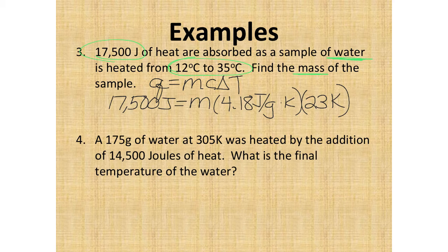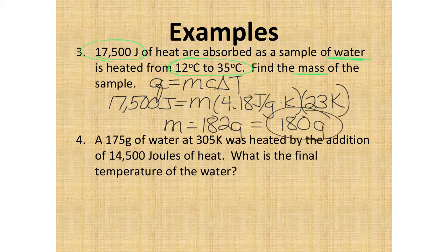So then I just do 17,500 divided by 4.18 and divide that again by 23. And that gives me a mass of 182 grams, but I only want two significant figures because of the temperature. So 180 grams.